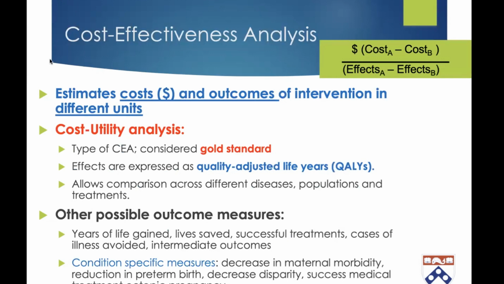Usually the most common, the gold standard analysis, is a cost utility analysis. So here the effects are expressed as quality adjusted life years. I'll be talking about it a little later, and it's not as intimidating as it sounds, but this delta cost over delta effects in quality adjusted life years gives you a result of dollars per quality year gained.